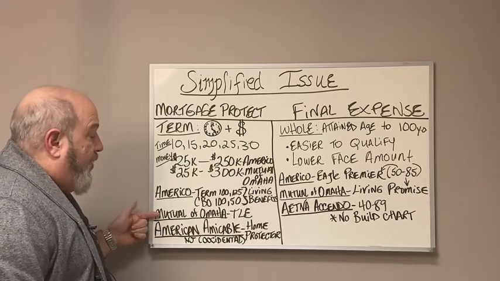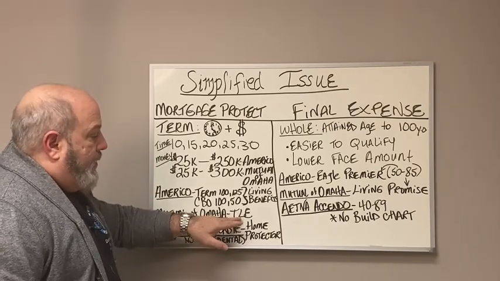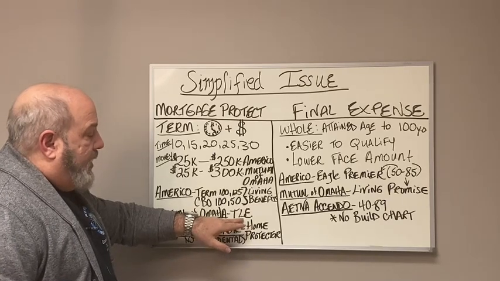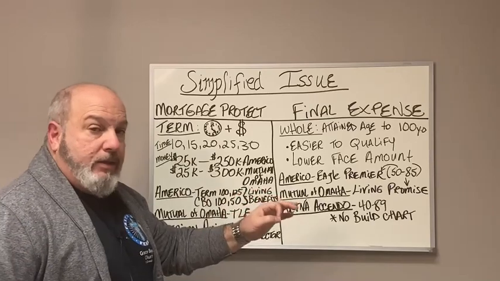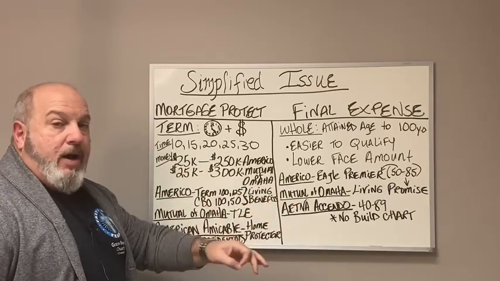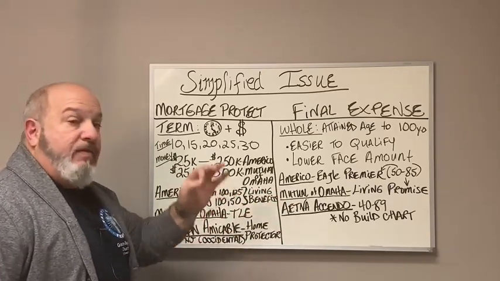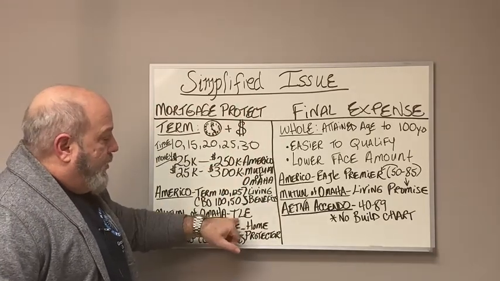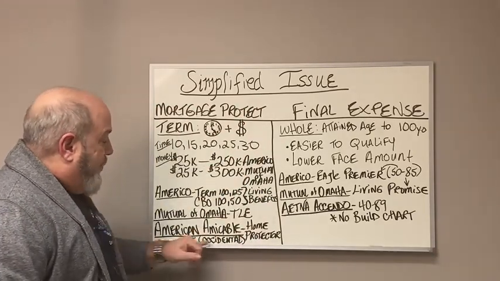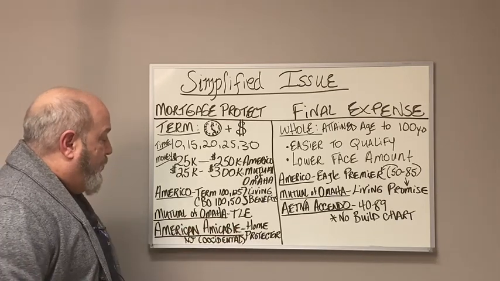If you're in the Mutual of Omaha app, please be sure that you select the TLE, which stands for Term Life Express. Do not choose the Term Life Answers. That's the fully underwritten. You don't want to choose that. You're going to choose the TLE. If you're American Amicable, you're going to choose the Home Protector.